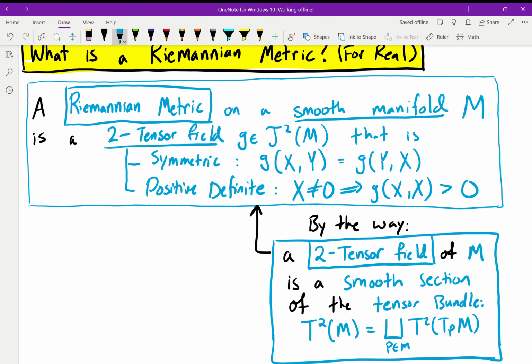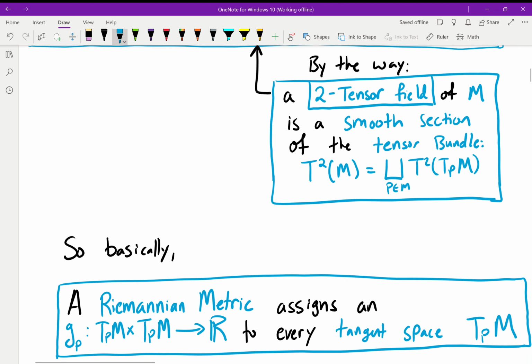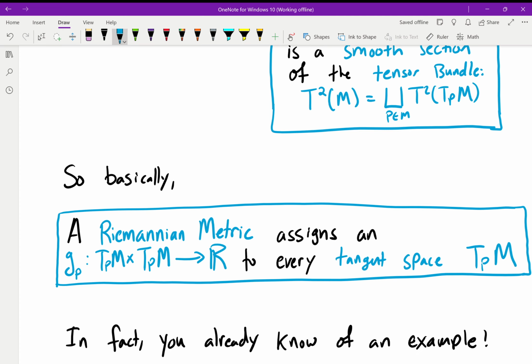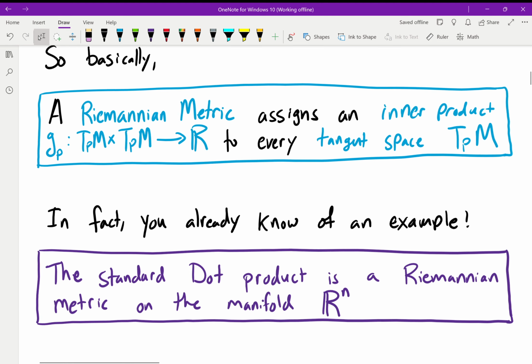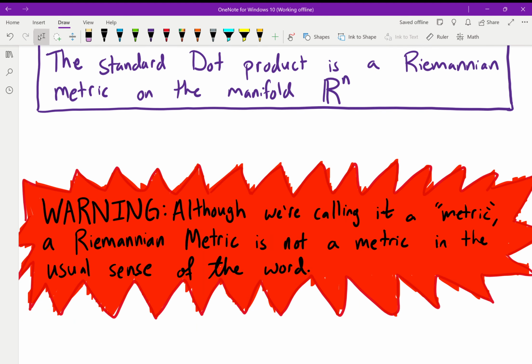So that's great from an abstract standpoint, but something that's a bit more helpful is to think of a Riemannian metric as an assignment of an inner product to every single tangent space. So for every point, you get an inner product. In fact, you already know an example, the inner product we all know and love. The dot product happens to be an example of a Riemannian metric, in the case of the manifold being Rn. So just as a quick warning before you proceed, I know I keep saying the word metric, although it's not really a metric in the usual sense of the word, although there is some sort of overlap.